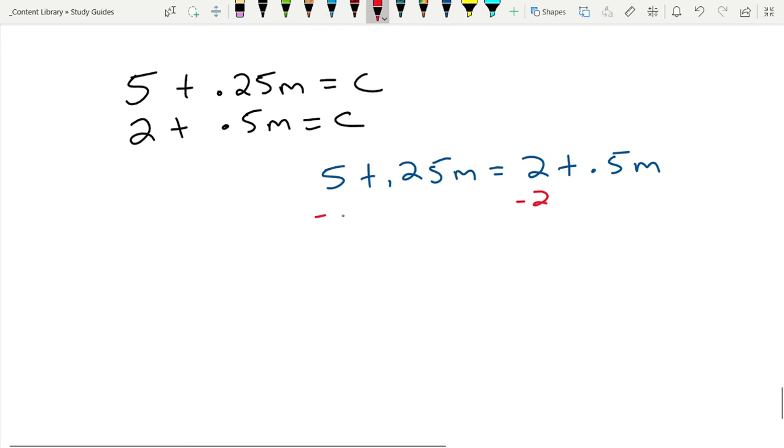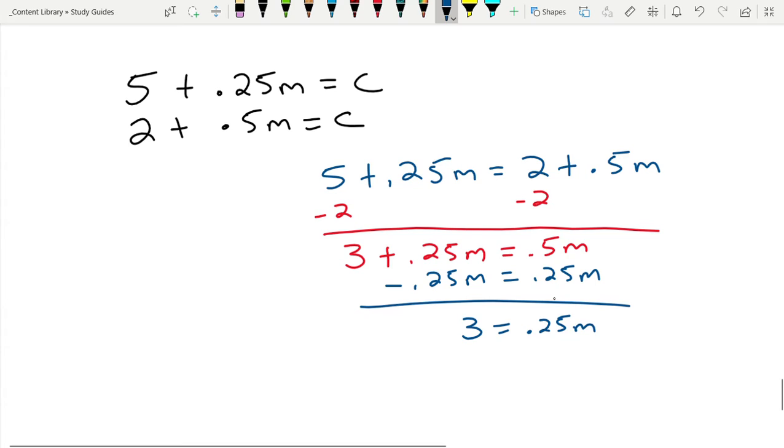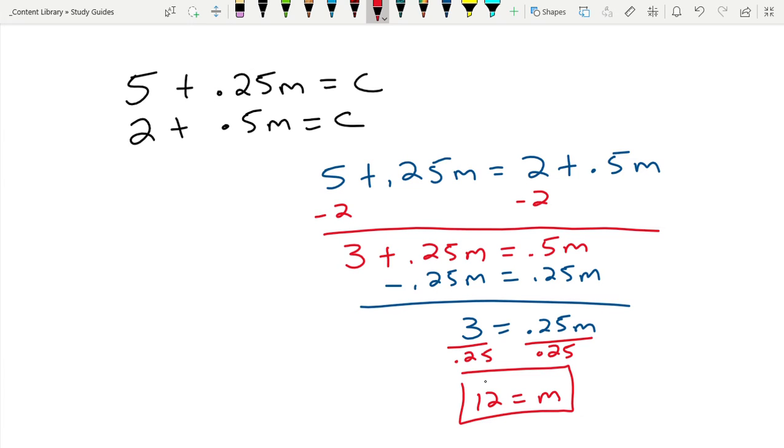So I'm going to subtract 2 from each side. So I now have 3 plus 0.25m is equal to 0.5m. I can now subtract 0.25m from each side, which gives me 3 equals 0.25m. To get rid of that 0.25, since it's a multiplier, we divide. And so we get 12 is equal to m. So at 12 miles, it doesn't matter who you pick, you're going to pay the exact same amount for the service. So then part B says if the airport is 20 miles away, which company should you choose?